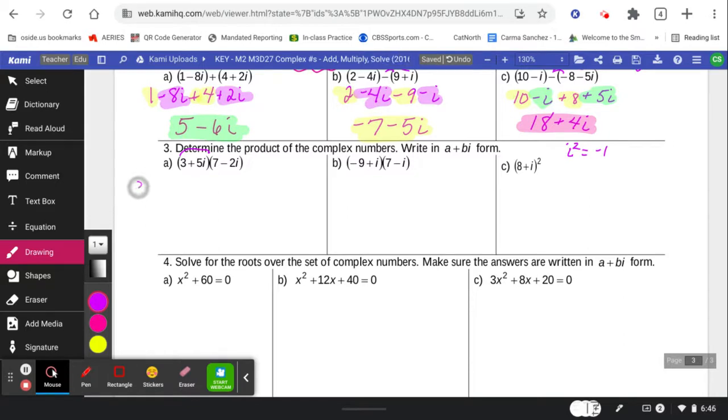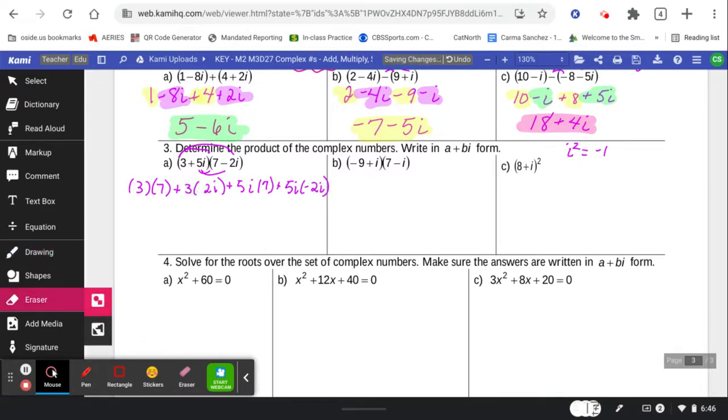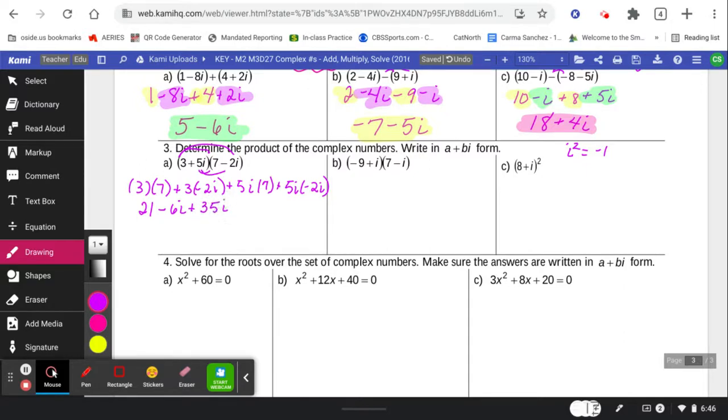3 times 7 is the first times the first term. 3 times 2i, sorry, that's a negative 2i, is going to be the outer times the outer. 5i times 7 is going to be our inner. And last is 5i times negative 2i. Now this row of work that I just showed, most people do this part in their head. I just want you to see all the groupings of what I'm doing. First times first, outer times outer, inner times inner, last times last. And so now we go simplify this out. 3 times 7 is 21, minus 6i, plus 35i, minus 10i squared.